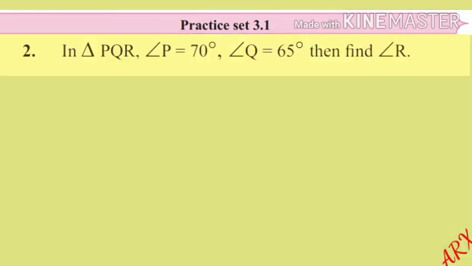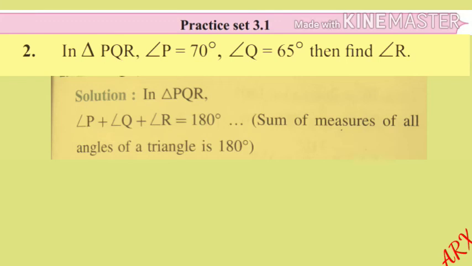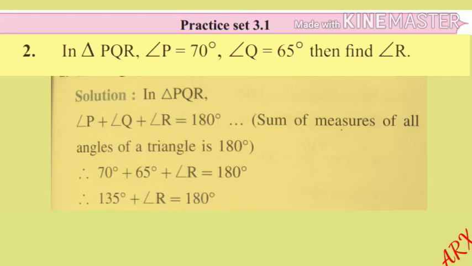Question number 2. In triangle PQR, angle P equal to 70 degree, angle Q equal to 65 degree. Then find angle R. As we know, the sum of the angles of a triangle is 180 degree. Hence, angle P plus angle Q plus angle R equal to 180 degree. After putting values, we will get 70 plus 65 plus angle R equal to 180 degree. Now, 135 plus angle R equal to 180 degree.